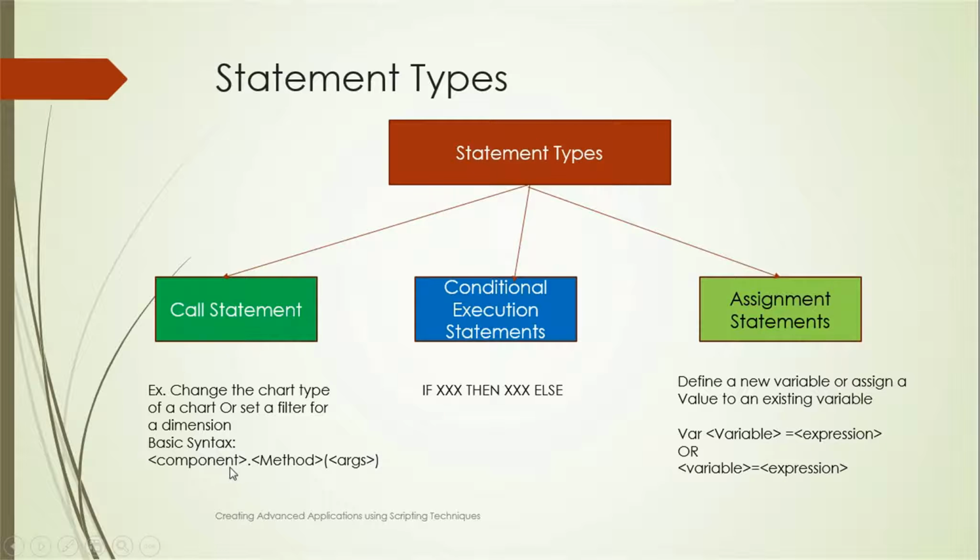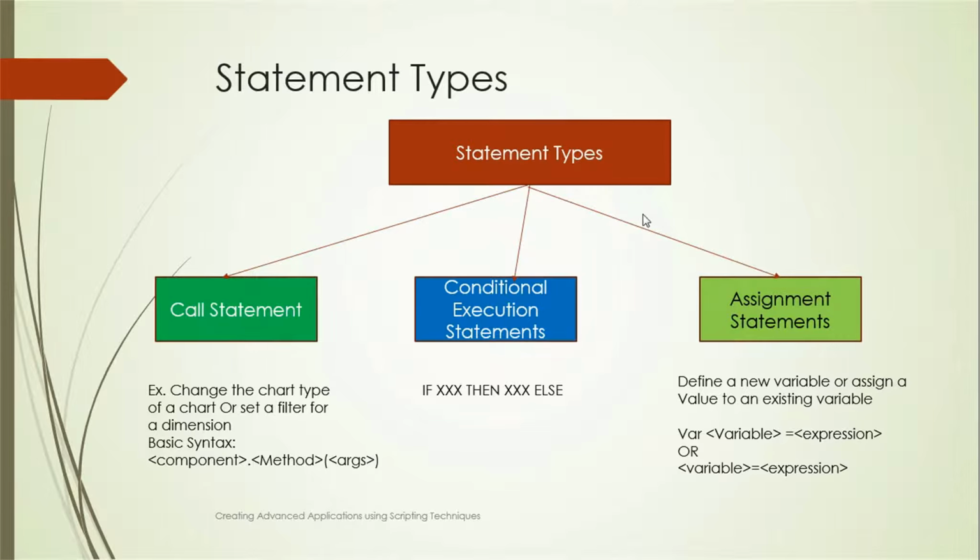The conditional execution statement is if-then-else. If we want to specify some condition, and that condition is satisfied, then we need to perform some operation, we can use if-then-else. Then assignment statements are for assigning values to a variable, or we can create a new variable and give the value to that particular variable. It will have var, then variable equal to an expression, or variable equal directly to an expression, whatever we specify.